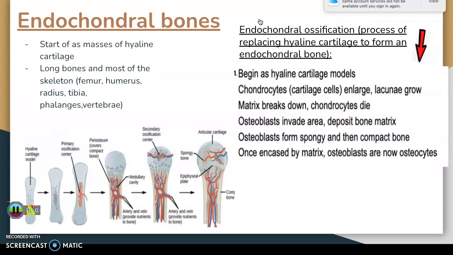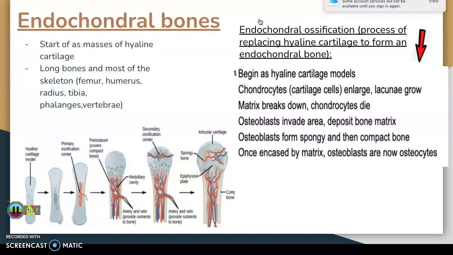And then on the other hand, endochondral bones, they start off as masses of hyaline cartilage. These include the long bones and most of our skeleton: the femur, the humerus, radius, tibia, phalanges, and vertebrae. And for this process, it's called endochondral ossification. It's the process of replacing hyaline cartilage to form an endochondral bone.